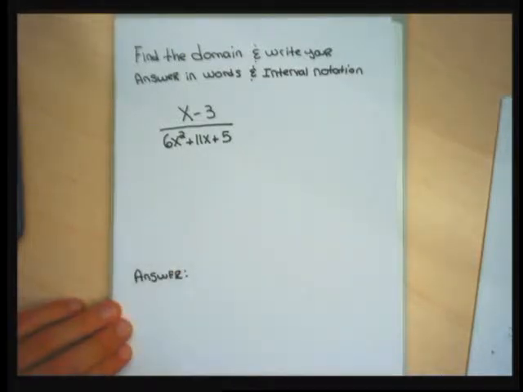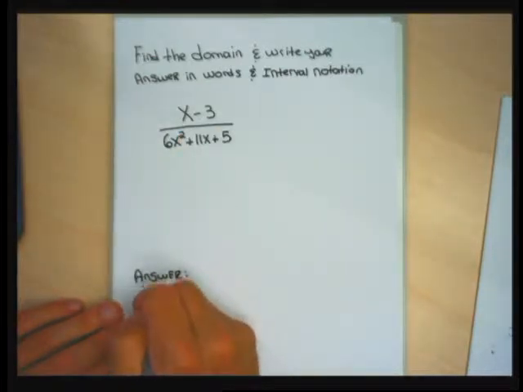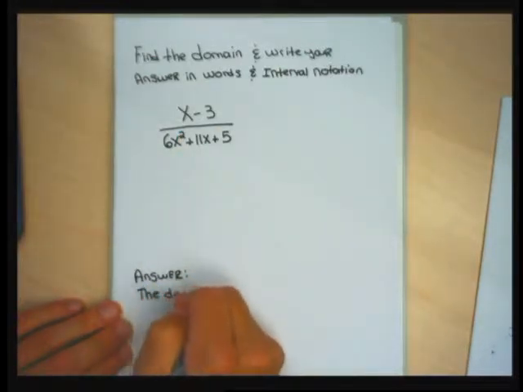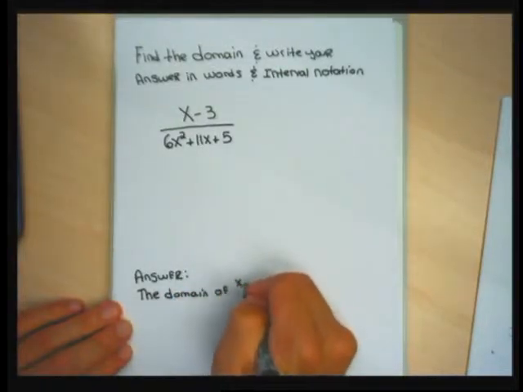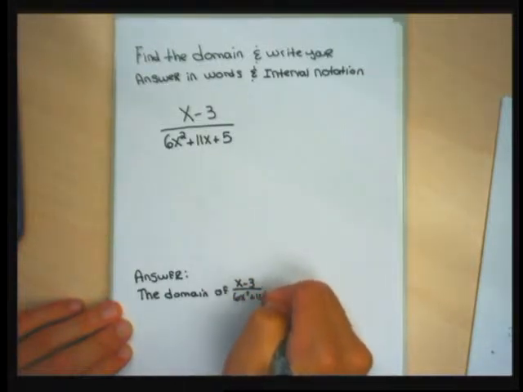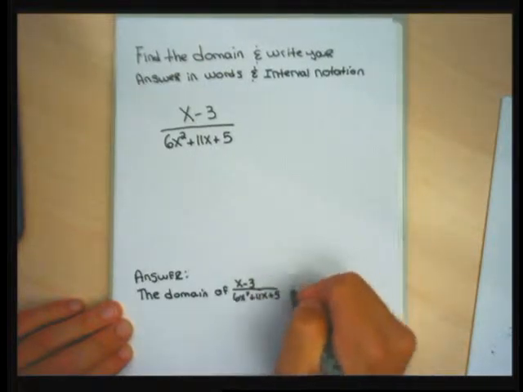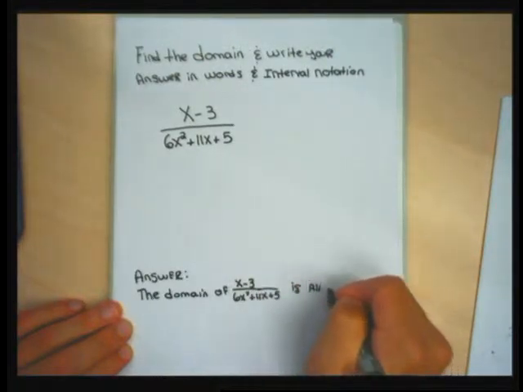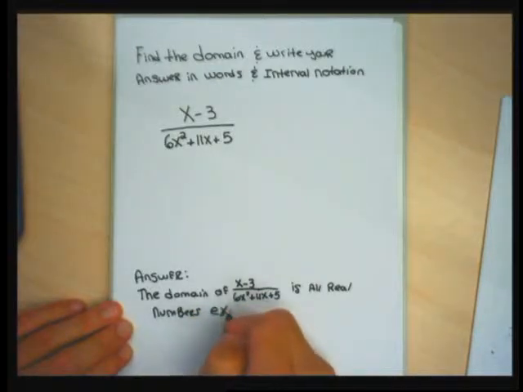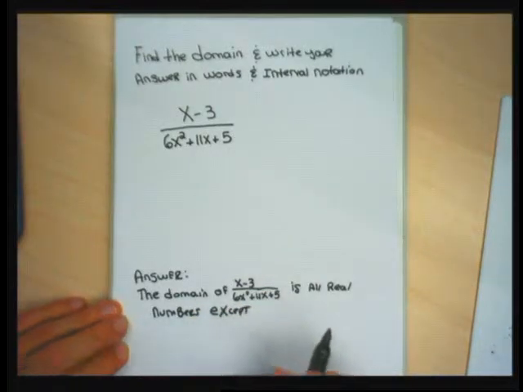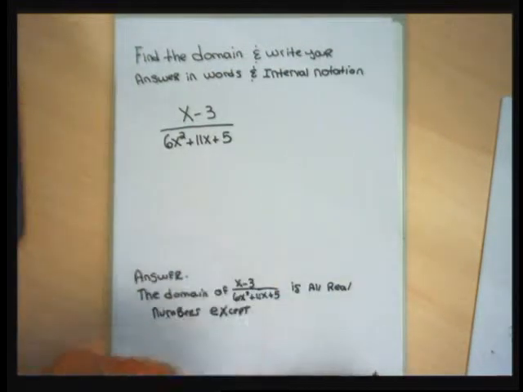But before I do the algebra, I know that my answer needs to look in words something like this. The domain of (x minus 3) over (6x squared plus 11x plus 5) is all real numbers except. And then the algebra I'm going to do up here is to get just the part after the except.